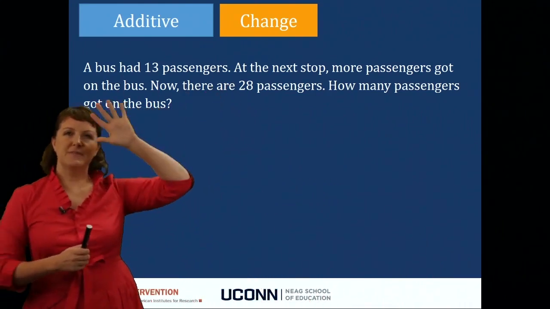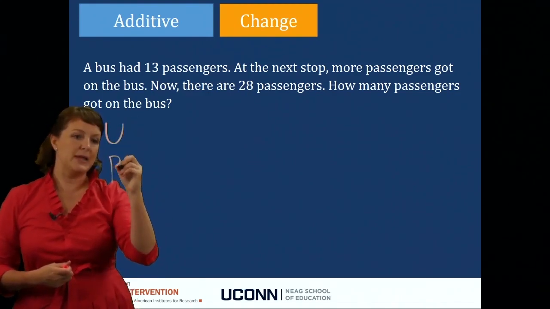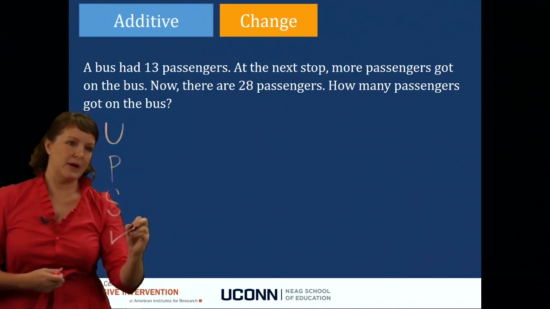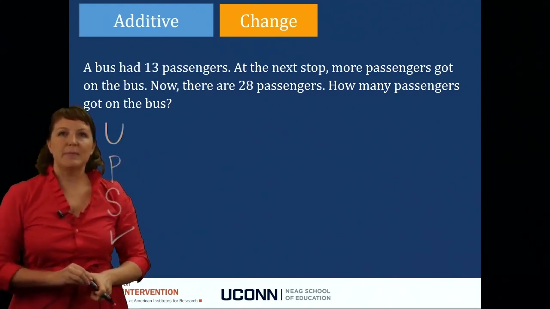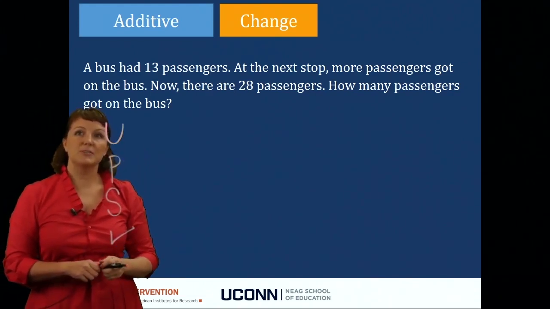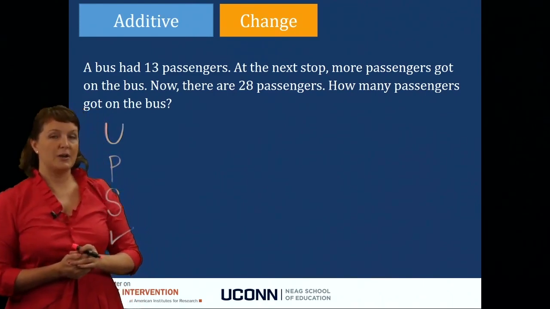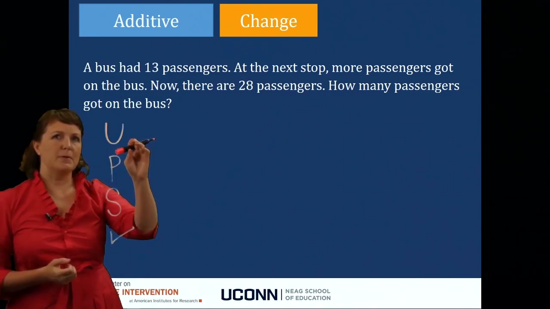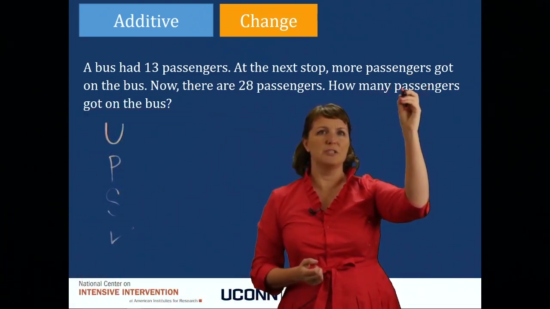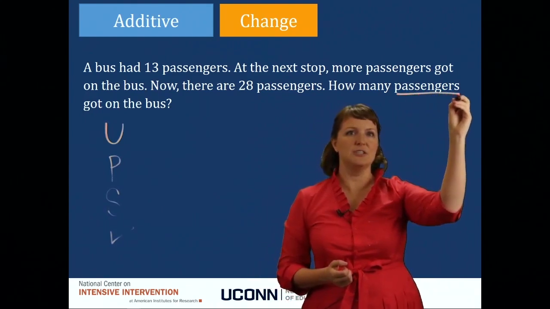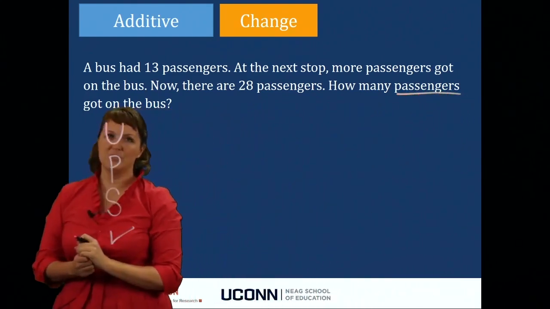I see a mix of numbers and words. That's a word problem, so I'm going to UPS check this problem. I understand the problem by reading it. A bus had 13 passengers. At the next stop, more passengers got on the bus. Now there are 28 passengers. How many passengers got on the bus? This problem is about passengers. And I'm going to take this word passengers and underline it, so I can really focus on the numbers that talk about passengers.